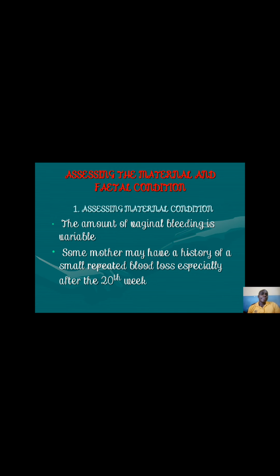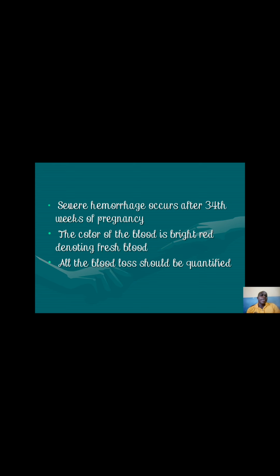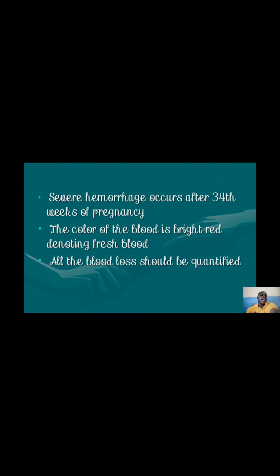Severe hemorrhage occurs after 34 weeks of pregnancy. Tayari yuko kwenye third trimester. Kwa hiyo hemorrhage ni kubwa kwa sababu ndio mtoto anakuwa anaendelea. Kwa hiyo anavyozidi kukua ndio tumbo linazidi kuongezeka. Kwa hiyo inavyozidi kuongezeka, it means itasababisha partial separations of the placenta.